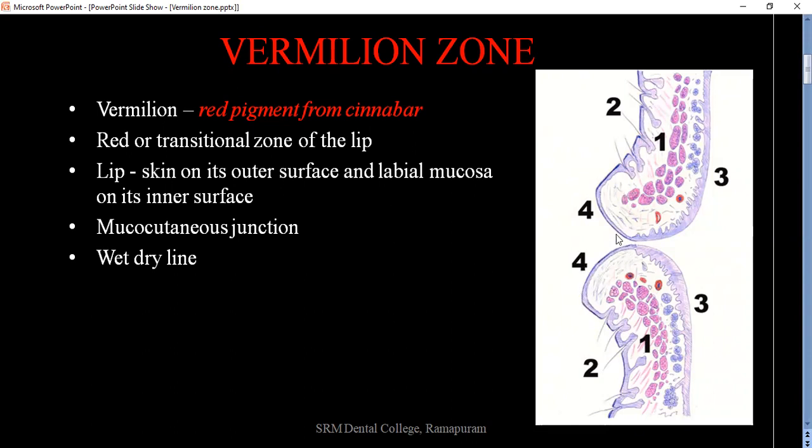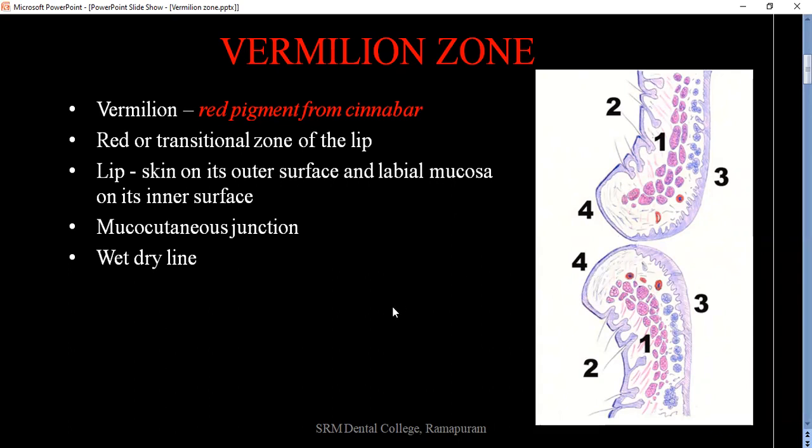So this particular zone is the Vermilion zone or the transitional zone or the red zone. This Vermilion zone has skin on its outer surface and labial mucosa on the inner aspect. The junction between the skin and the Vermilion zone is the mucocutaneous junction, whereas the junction between the labial mucosa and the Vermilion zone is the wet dry line.